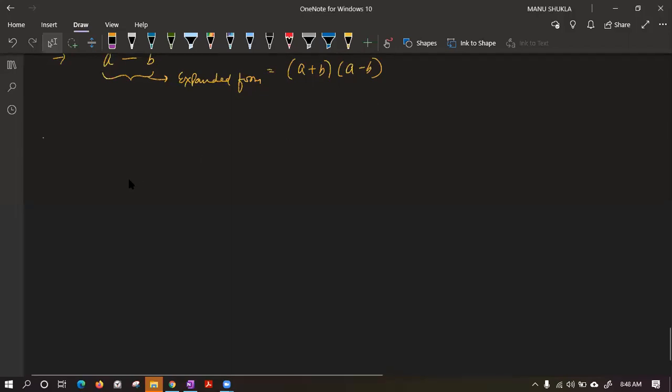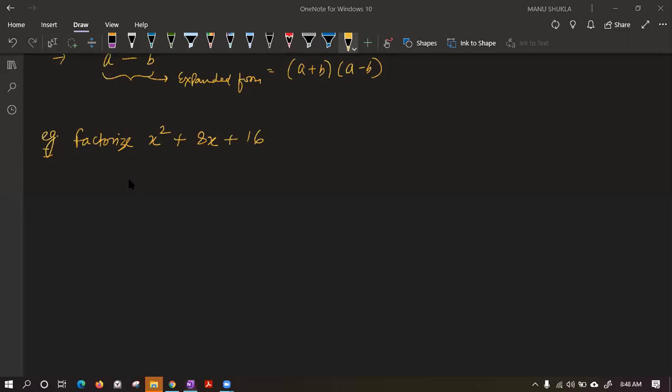So suppose we have an example: factorize x power 2 plus 8x plus 16. So we need to see, for the first way, by taking common. Class, can we take something common in this given expression? If you observe the first way, can we take anything common? No, nothing is common, only one is common. That is not a point to take common.